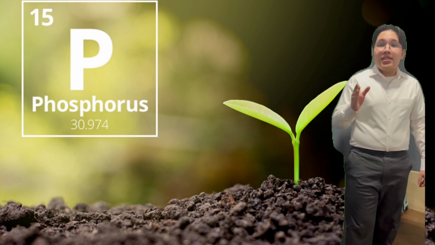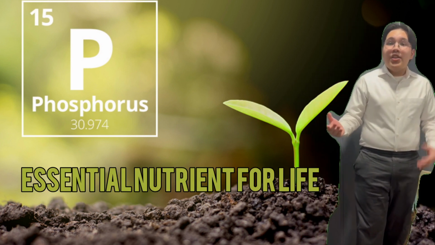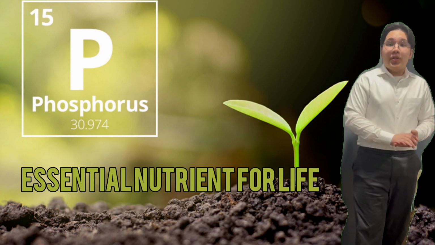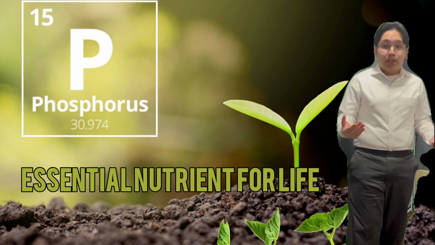Now, why do we need to know this? In what way does preserving this cycle benefit us or the environment? First and foremost, phosphorus is an essential nutrient for life. This nutrient is a limiting factor for plant growth, meaning its availability directly impacts plant health and productivity.